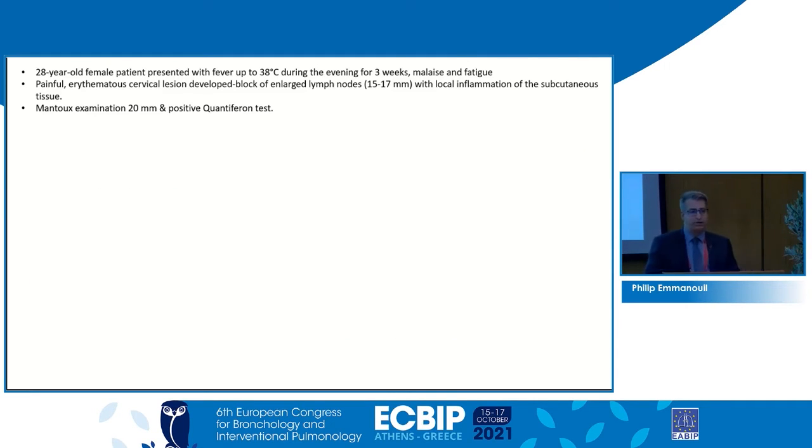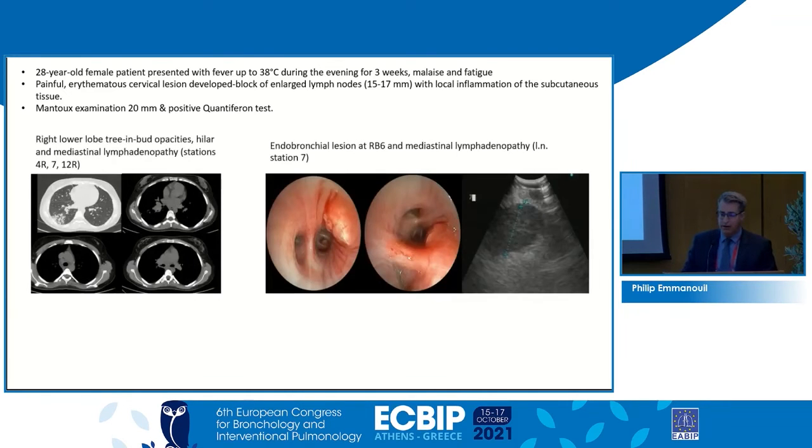This is one of our cases. It was a 28-year-old female. She presented with a long-standing fever for weeks and cervical lymphadenopathy. She had a Mantoux examination, which was positive, and a QuantiFERON test, which was positive as well. Her CT scan showed tree-in-bud infiltrations in the right lower lobe, as well as lymphadenopathy in the mediastinum and the right hilar region. So when we did the bronchoscopy, we were surprised to find that she also had an endobronchial aspect from which we took biopsies, and we did, of course, EBUS-TBNA from the subcarinal node.